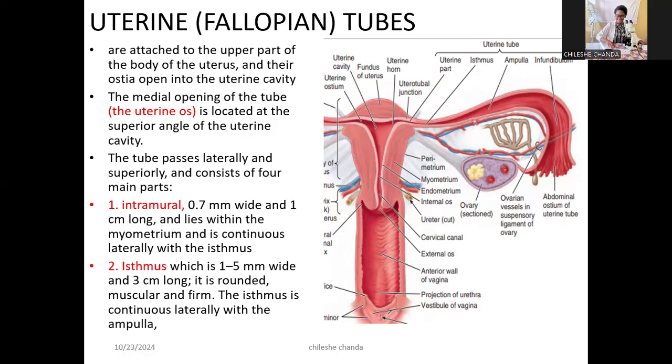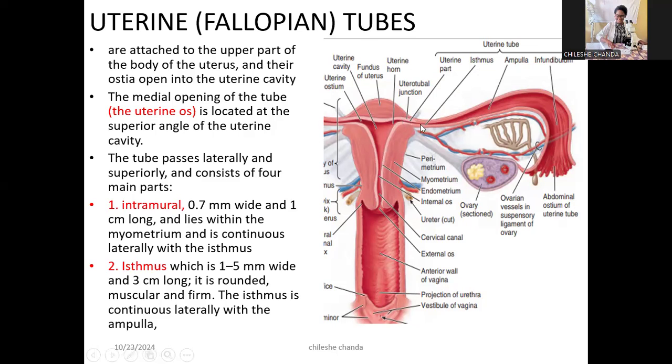It's not very wide. In fact, it is the thinnest. 0.7 millimeters wide and 1 centimeter long, meaning it's not even that long either. 1 centimeter long and lies within the myometrium. I'm sure you can see that the myometrium is a layer of the uterine wall. So you're going to notice that this intramural part lies within the wall of the uterus.